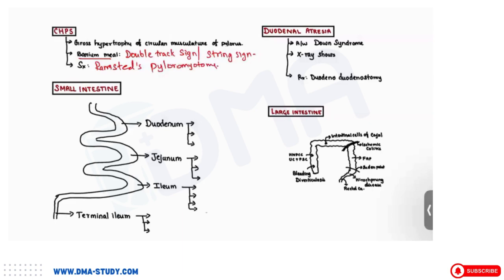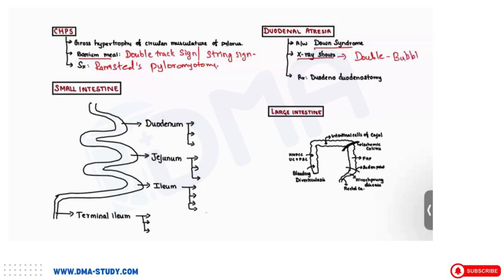And for duodenal atresia, it is associated with Down syndrome. What does the X-ray show? I couldn't find a picture, but maybe I will share it with you later. What is the sign name? Double bubble sign. So these bubble signs are seen in all types of atresia.